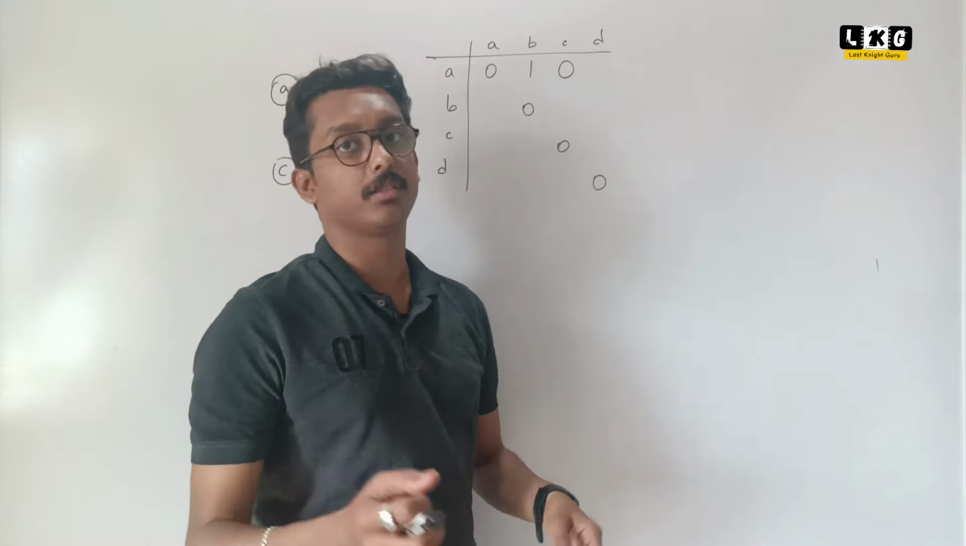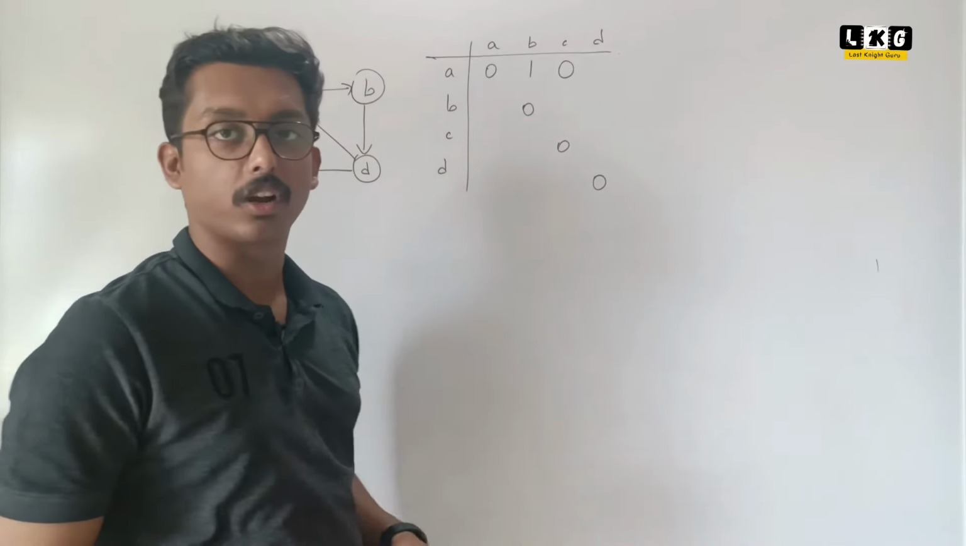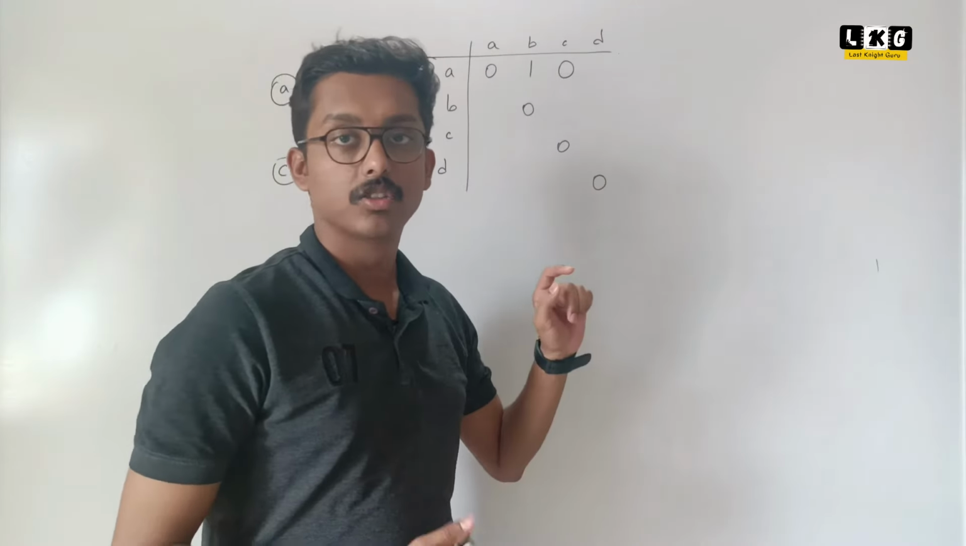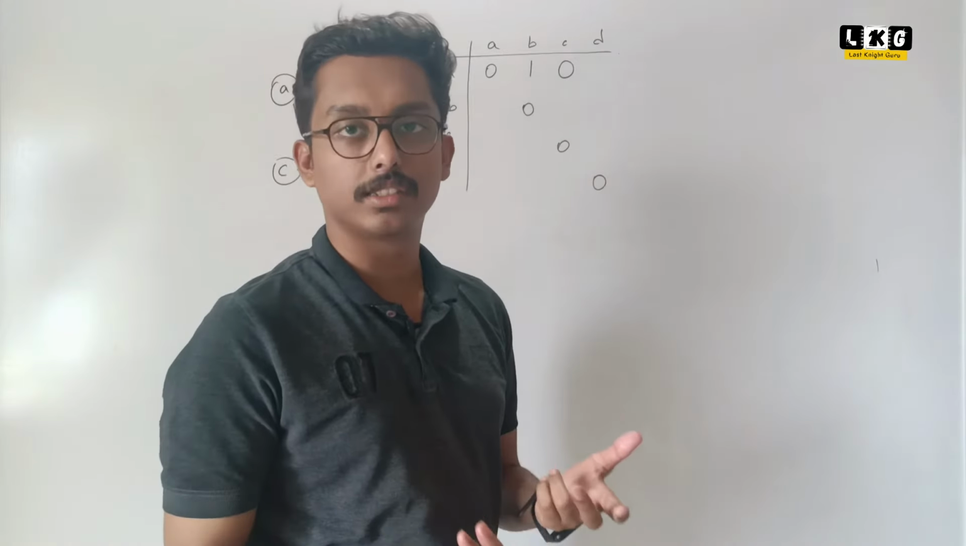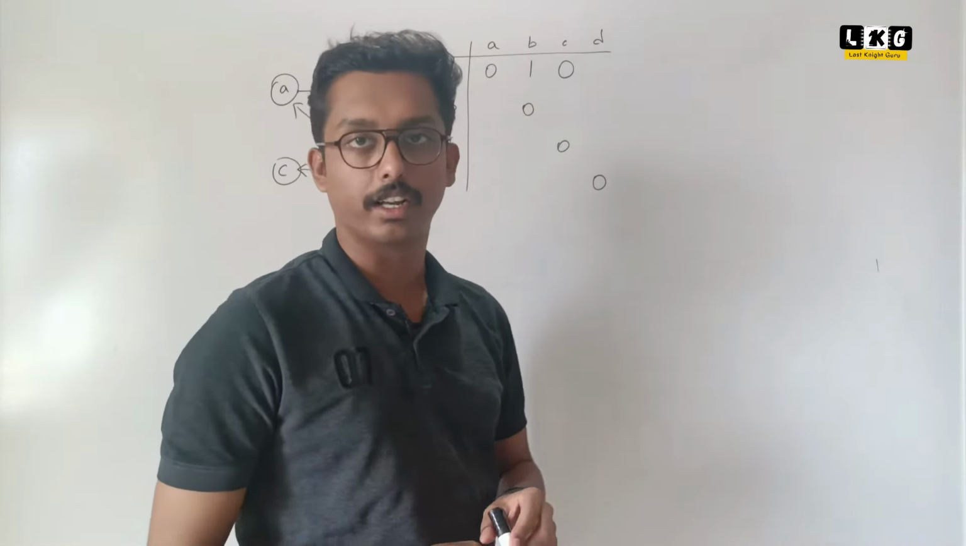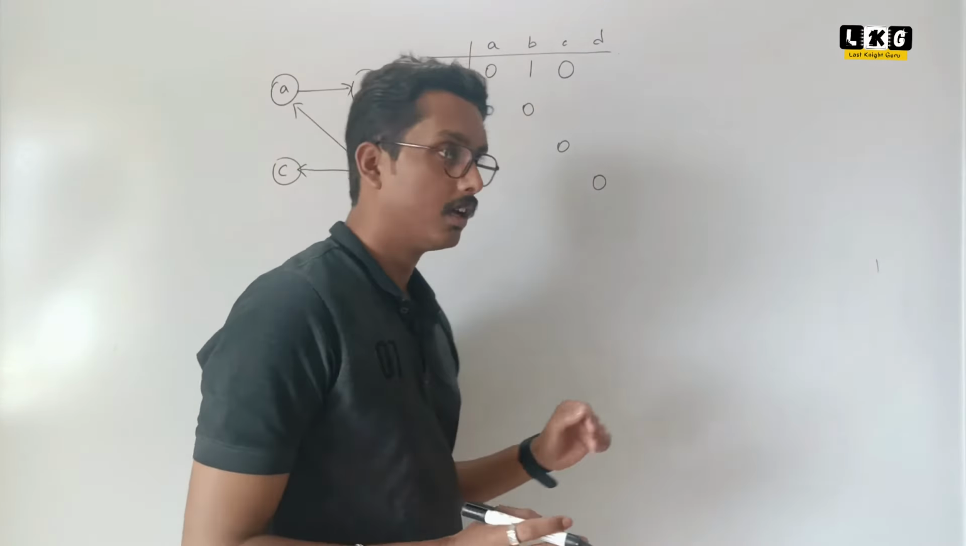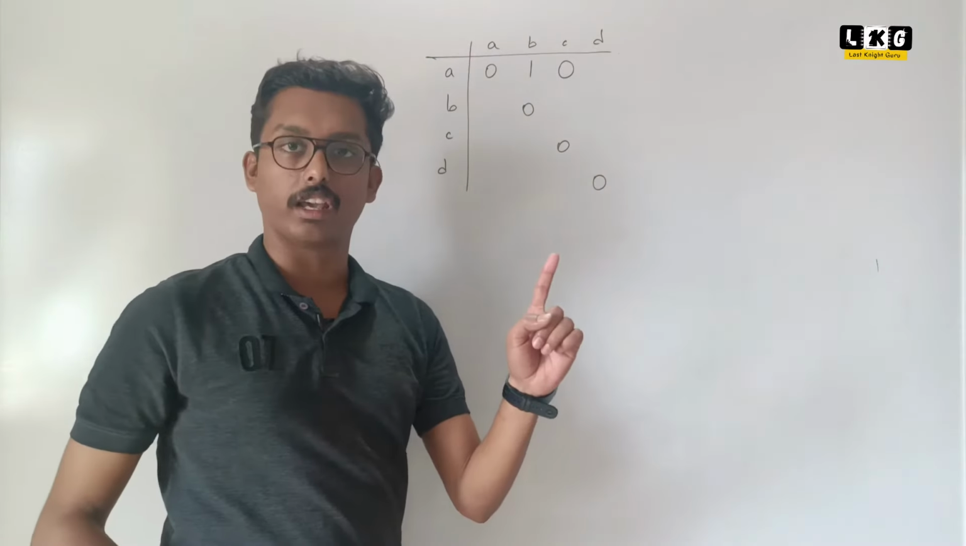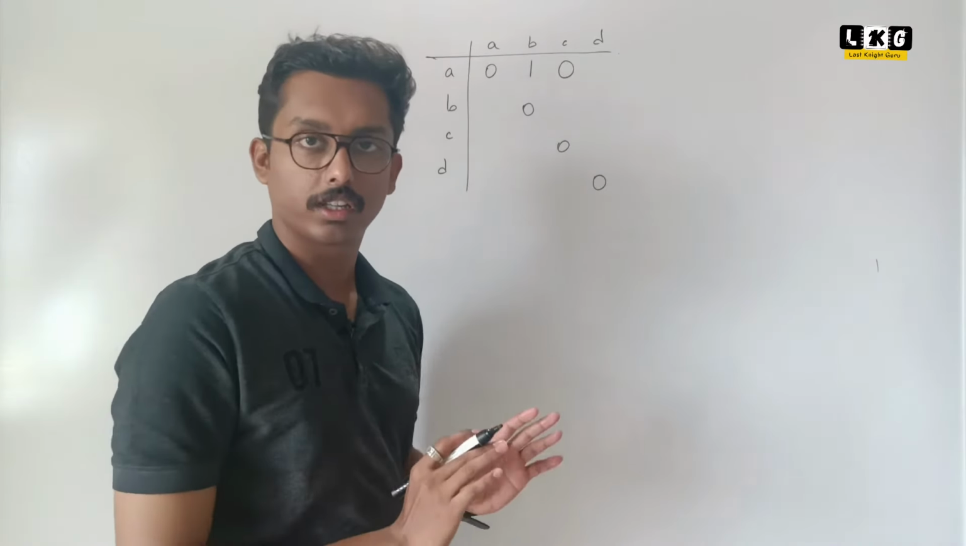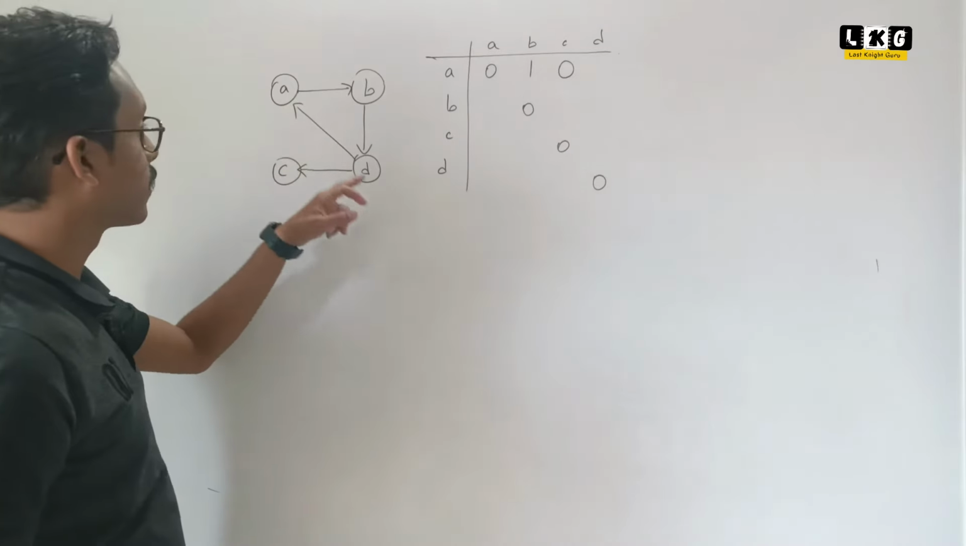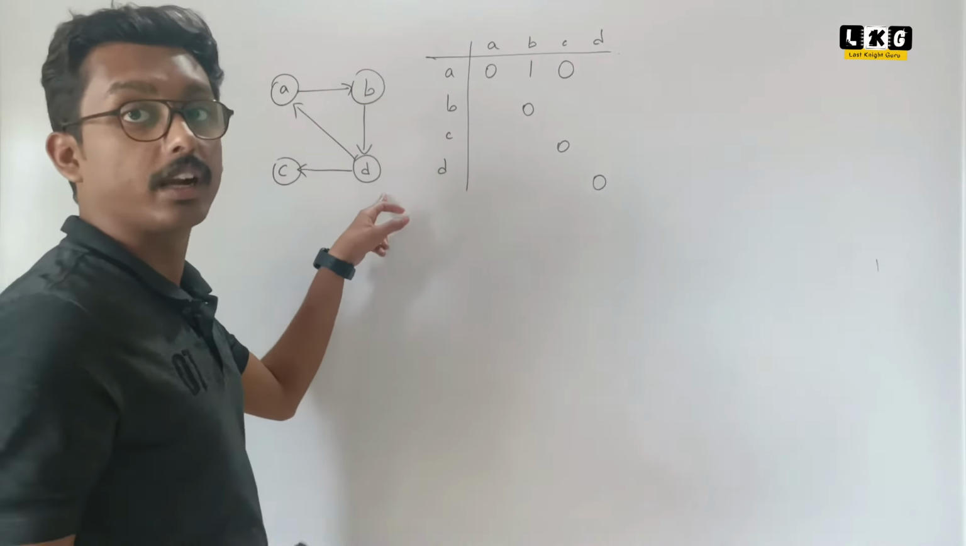Usually students put infinity when there is no direct route. But infinity is only in the cost adjacency matrix. This is just an adjacency matrix, we are not involving cost here. So if there is a route, put 1. If there is no route, put 0. Simple. Is there a direct route from A to D? No, there is no direct route from A to D.